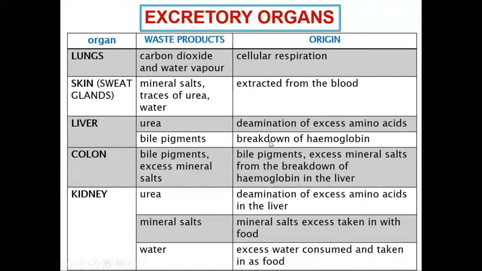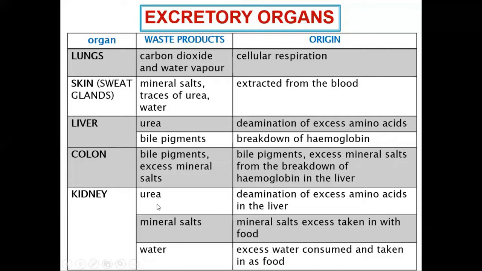Then there is bile pigment. It's as a result of the breakdown of hemoglobin. Remember, hemoglobin is one of the very important compounds which make up the red blood cells. It's the one which makes our blood look red. Bile pigment and excess mineral salts come from the breakdown of hemoglobin in the liver. We have seen here that bile pigment is as a result of the breakdown of hemoglobin in the liver, but it can be excreted through the colon or through the liver.